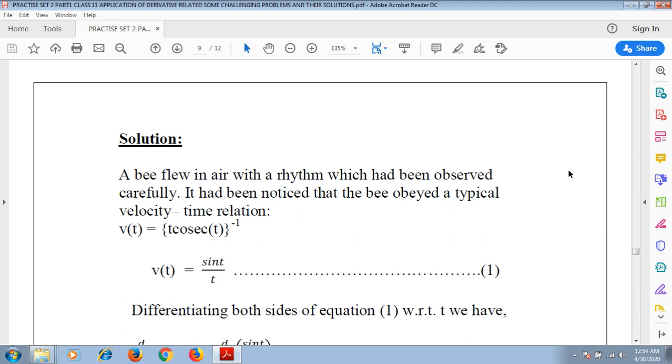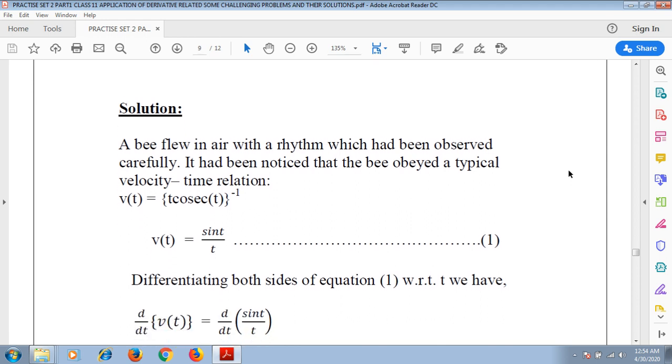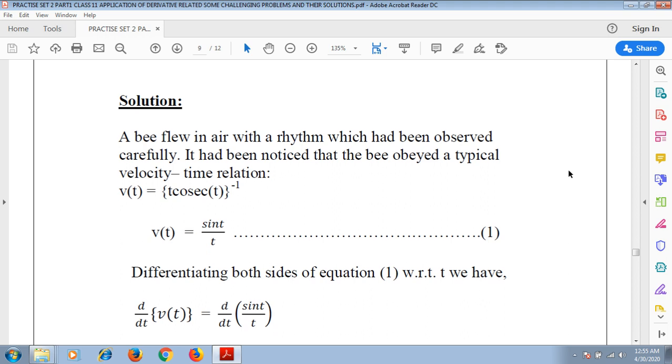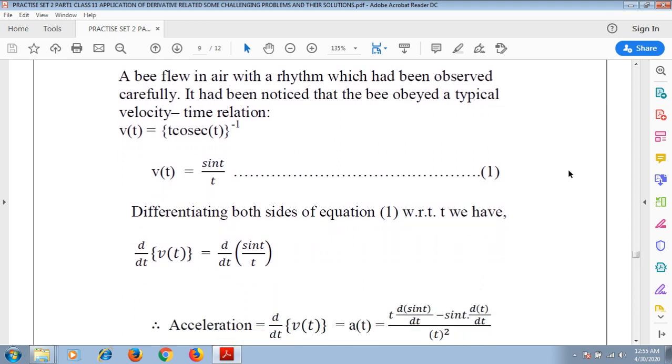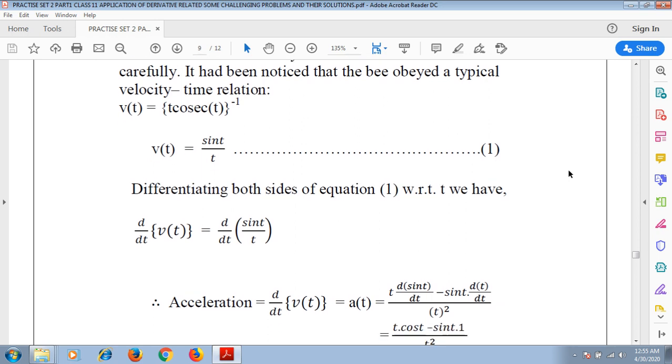So it has been given that a bee flew in air with a rhythm which had been observed carefully. It had been noticed that the bee obeyed a typical velocity-time relationship, which is v(t) equals t cosec t to the power minus 1, and we can simplify it as v(t) equals sin t by t, and we have numbered it as equation 1.